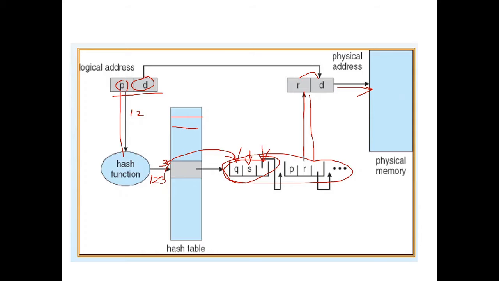So this is how, based on the hash unique value, the entry will be found in the hash table. When it matches with the linked list, the frame number will get added with the offset, and the physical address will be generated.